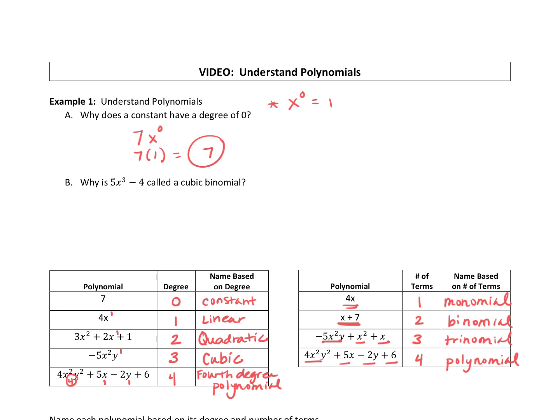All right, part B, why is 5x to the third power minus 4 called a cubic binomial? So this cubic tells us the degree, and the binomial tells us the number of terms. So if we look at 5x to the third power, there's our degree of 3. And then that minus 4 on the end, there's 1 term, 2 terms. So cubic, because it has a degree of 3. Binomial, because it has 2 terms. It's a cubic binomial.